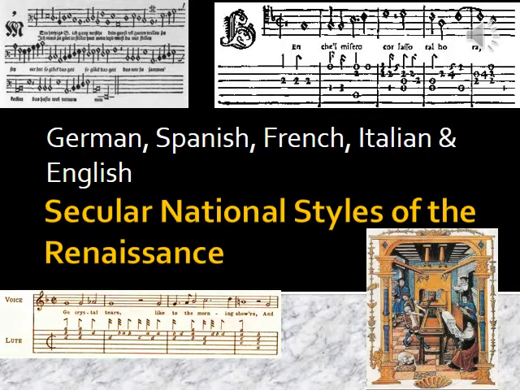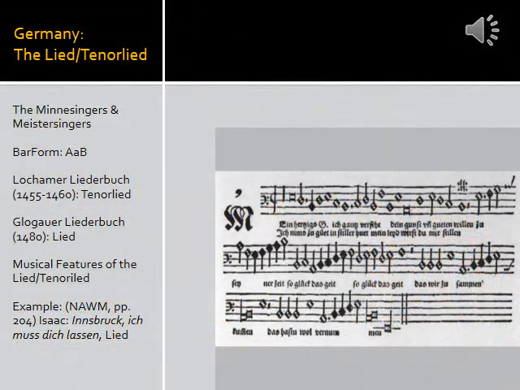We'll be beginning with Germany. So, ladies and gentlemen, beginning with Germany. You might remember speaking about the troubadours in the medieval period with me and learning about them. In Germany, they have their own brand of secular monophony, which is actually very similar to what the troubadours were writing. However, this was developed by folks who were called the Minnesingers.